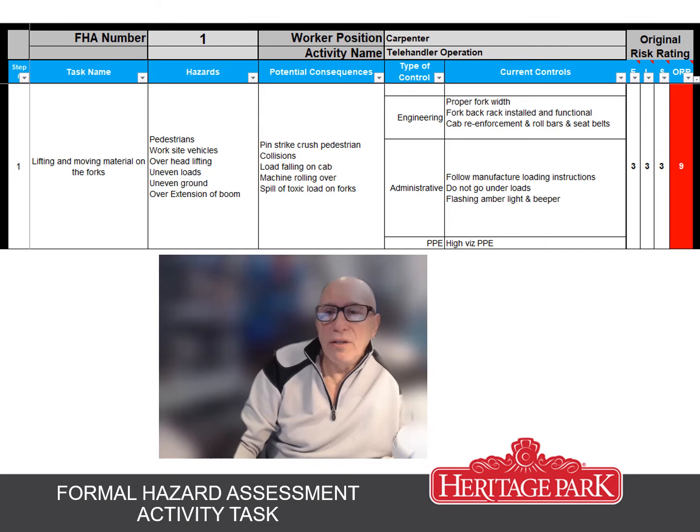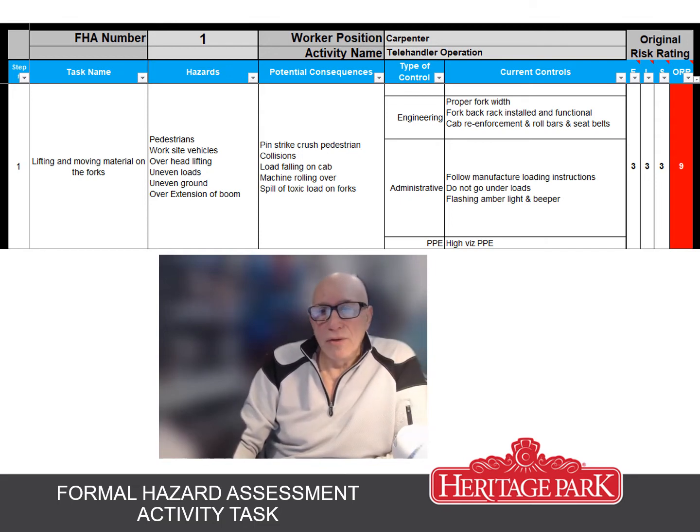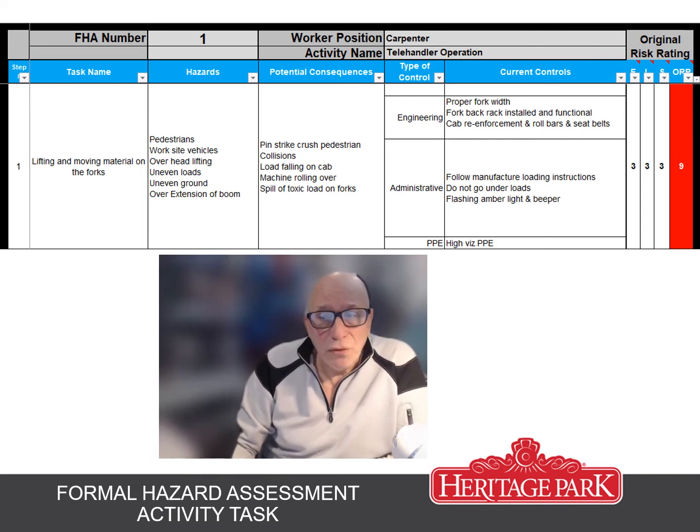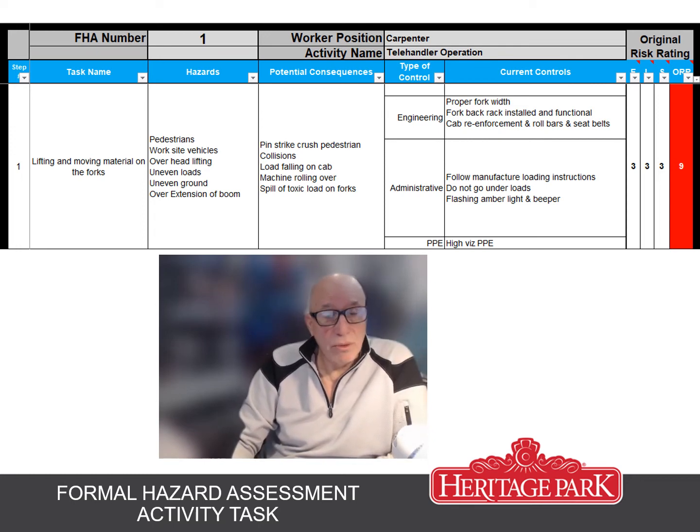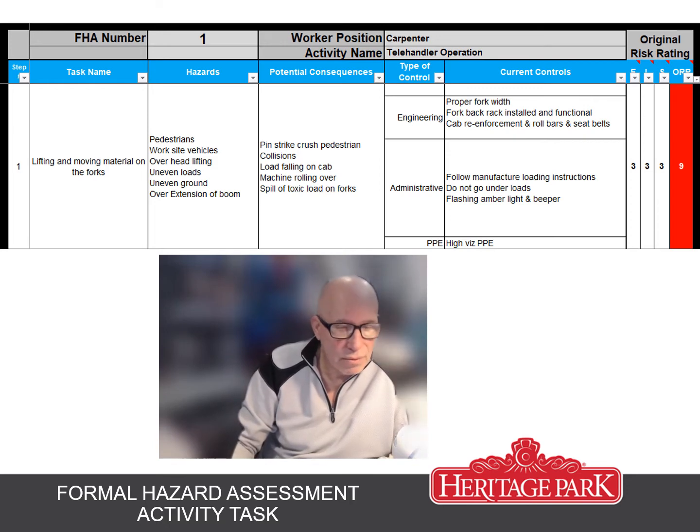We've identified that there is a very high frequency, a very high likelihood, and the consequences are very high. Therefore, it's a 9. This is unacceptable. So what do we do about it? Okay, now we need to move on to the next.